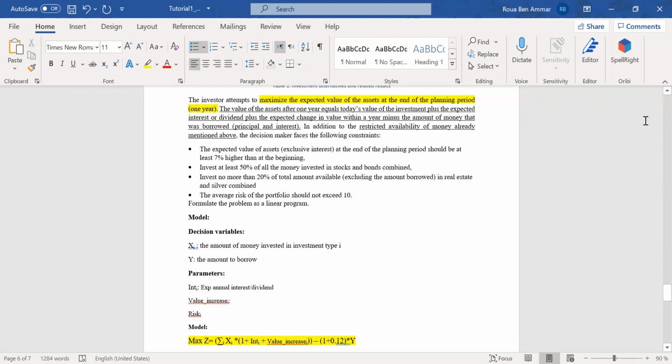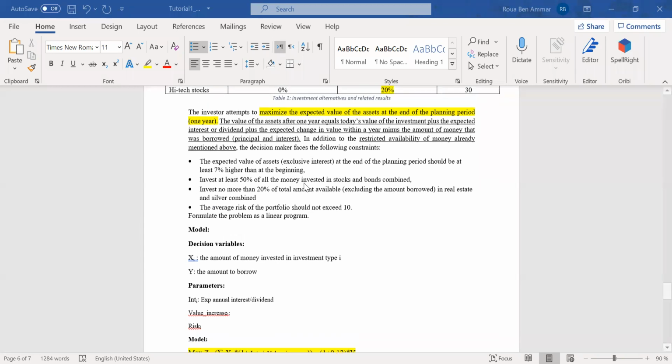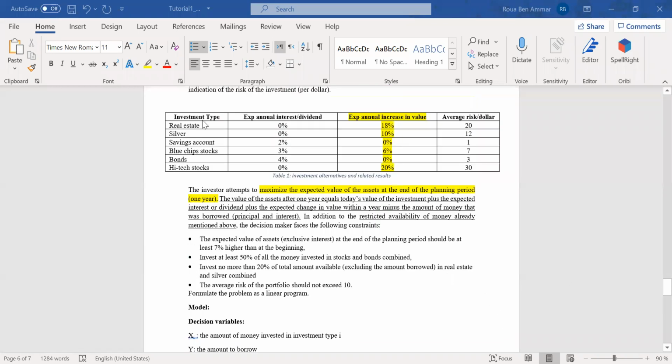Next constraint, it says that we should invest no more than 20% of the total amount available, excluding the amount borrowed, in real estate and silver combined. The real estate means X1 and silver X2.